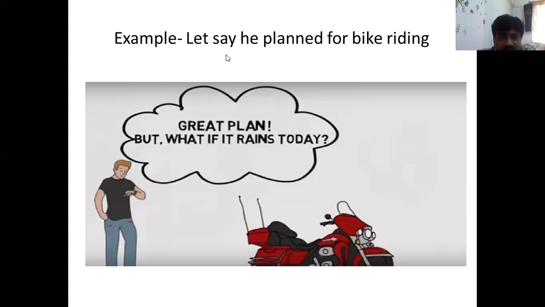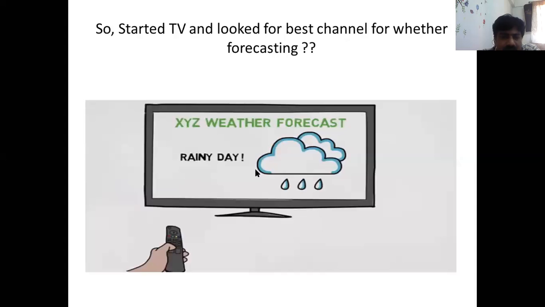So let's suppose that you have planned for bike riding. Let's suppose he planned bike riding, and he thought, planning is done, but what if it rains today? So in our example, that same person searched for the best weather forecasting channel on the TV, right? He started the TV and went through this XYZ weather forecaster, the best forecaster with respect to the weather, and they predicted that today is a rainy day.